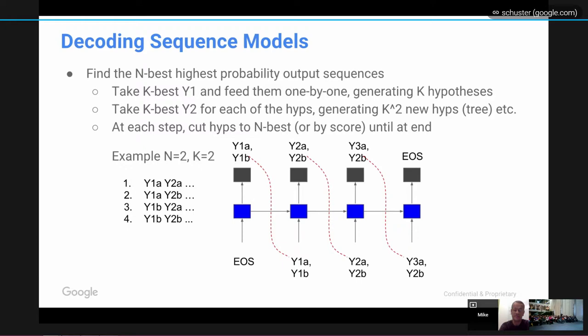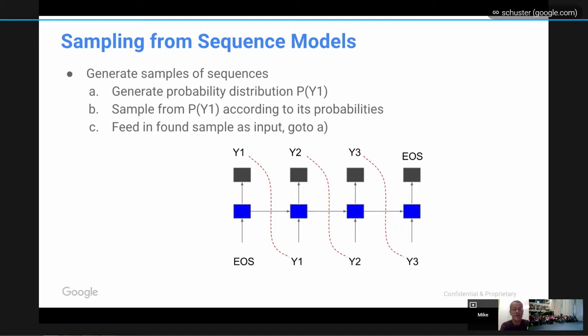Another interesting thing that you can do is you can sample from sequence models. And this is a slightly different thing. It basically means to generate samples from your complete probability model. And the way this is done is you start with your sequence, you generate the first probability distribution P of Y1 here, and then sample from P of Y1 according to its probabilities, pick the output symbol that you found and put that in as the next one, and in this way, go through the whole sentence until you are done. And if you do this many, many times, you get different samples from your model. So, for example, this would be used to generate random text from a sequence model that was trained as a language model.